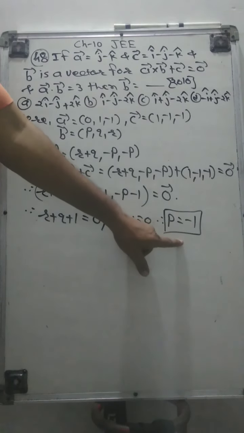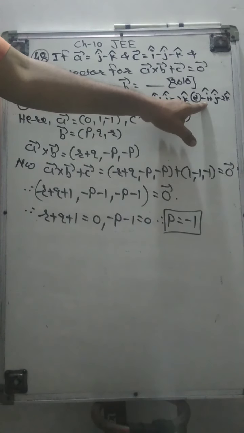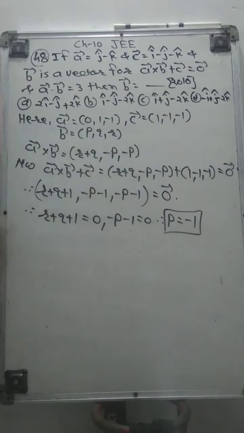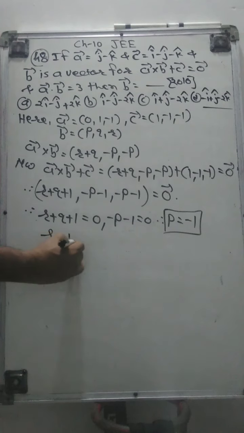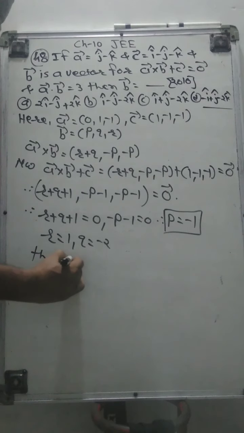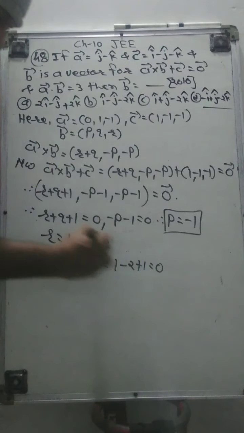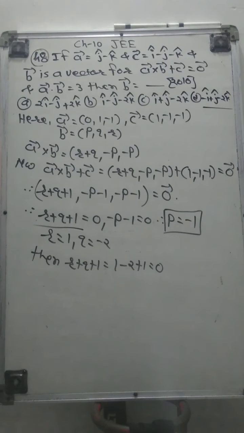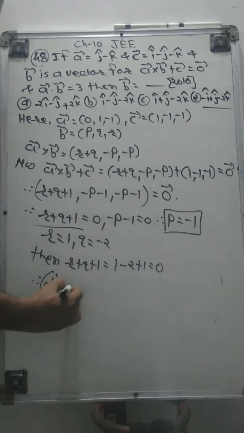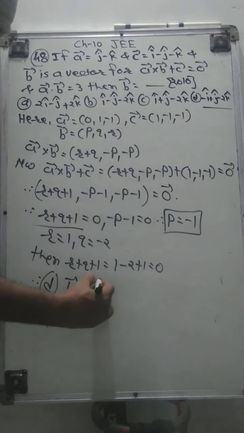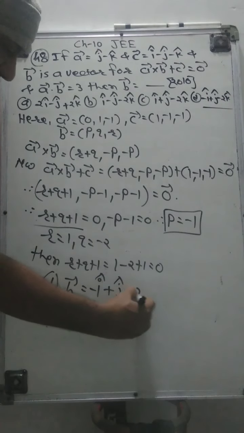Now from this p equal to minus 1, if you see here i has a minus, so only this can be true for the given one. If we put r and q, plus 1, then it is 0. If we put r equal to 1, q equal to minus 2, then r plus q plus 1 equals 1 minus 2 plus 1, it is 0. So this statement is also true. So we can say that our answer is D, B bar is equal to minus i plus j minus 2k.